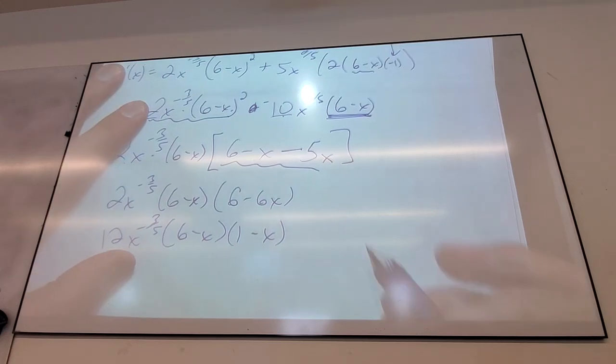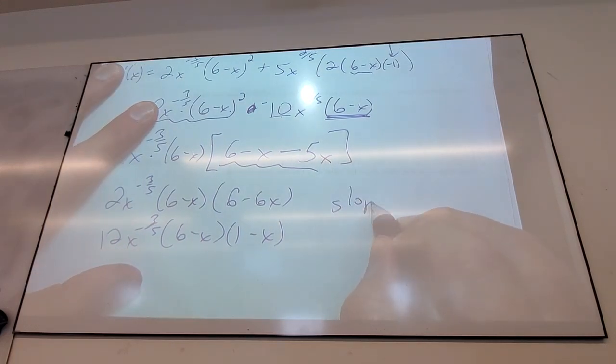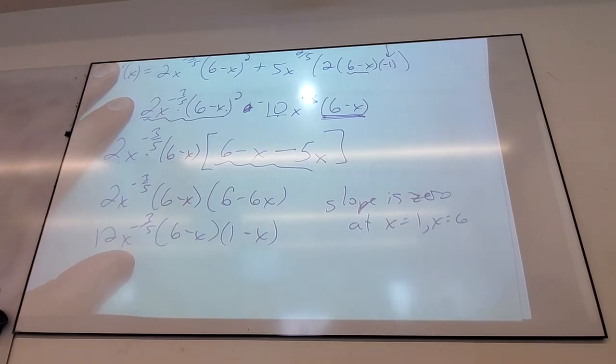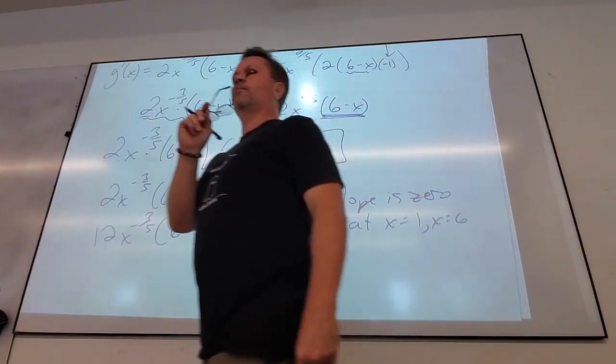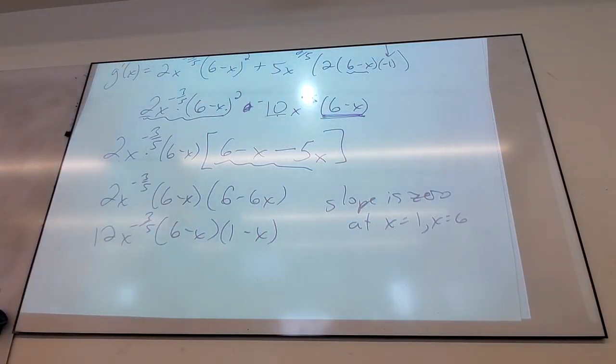So it's 0. So the slope is 0 at x equals 1 and x equals 6. Does everybody see those two things? Why is x equals 0 not part of that answer? Where would 0 come from? X to the negative 3/5. What's a negative power mean? Flip, so it's on the bottom, and then when the bottom is 0, the slope would be undefined.